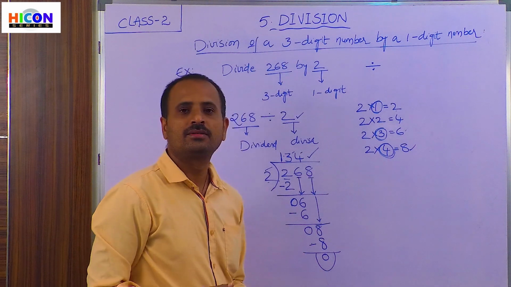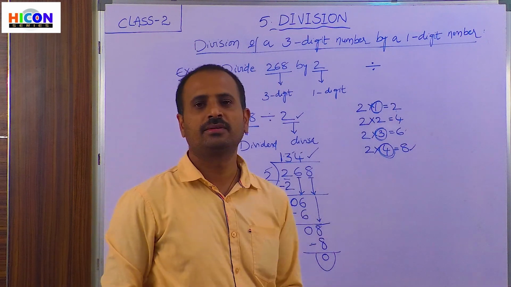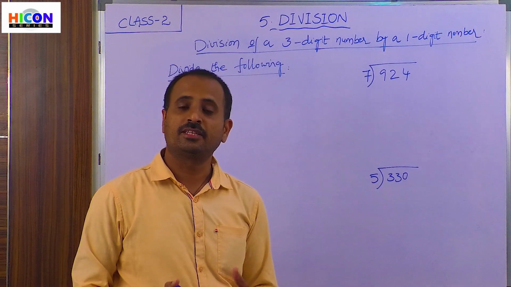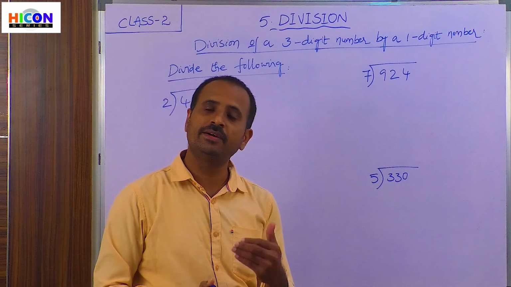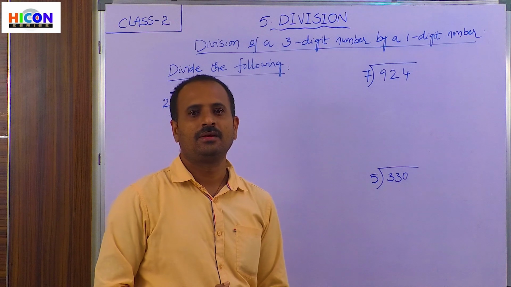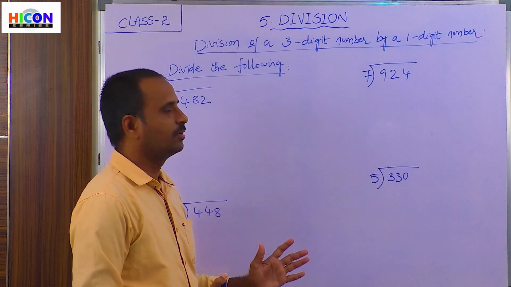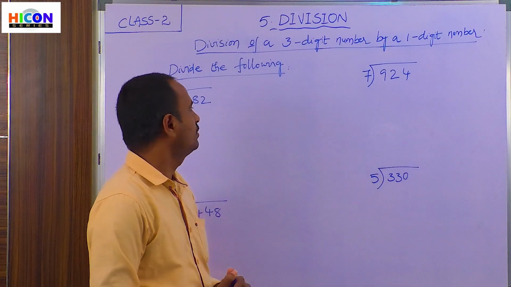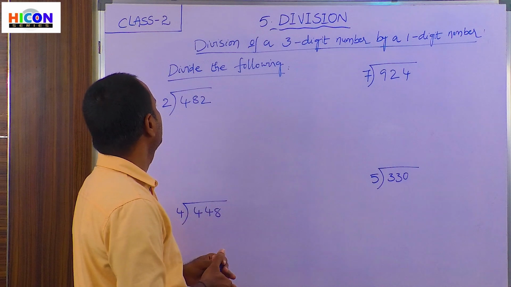So children, now let us practice some more problems on division of a 3-digit number by a 1-digit number. So if you look at the board children, here are some problems given. So total 4 problems are there. So we can practice each problem. So see the first problem.